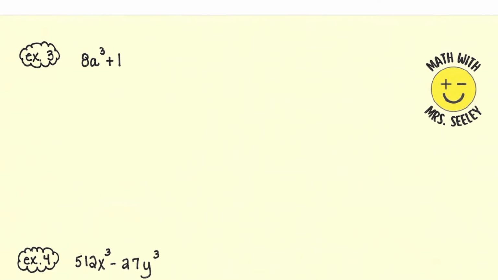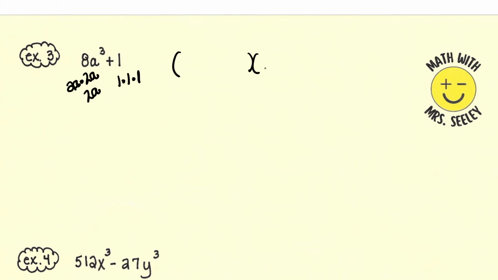All right, let's take a look at example 3. Let's make sure it fits our pattern. And we can see that 8a is going to be 2a times 2a times 2a. And then 1 is 1 times 1 times 1. So we have perfect cubes.